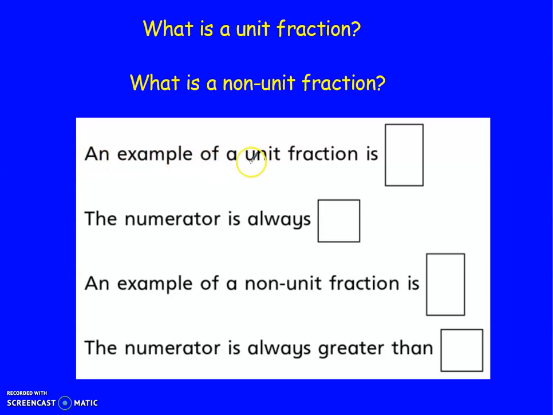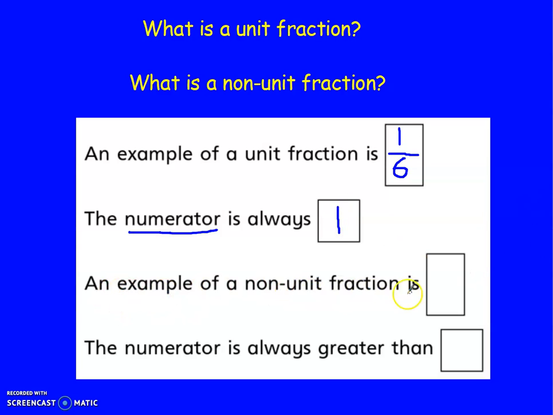So an example of a unit fraction is, let's draw our line. Let's see if you can think. What number will go at the top if it is a unit fraction? Good, it would be 1. Unit fractions always have 1 at the top for the numerator. And the denominator at the bottom can be anything you like. I'm going to do a 6, 1/6. So the numerator, that's this number here, is always 1.